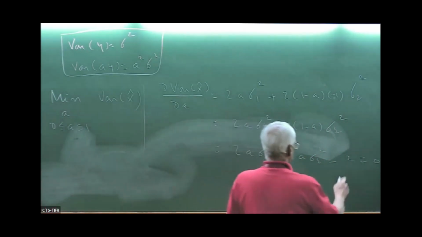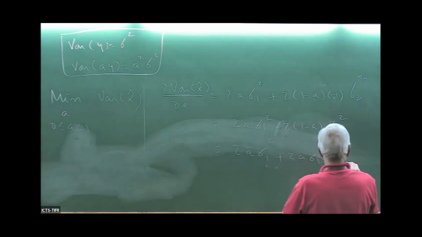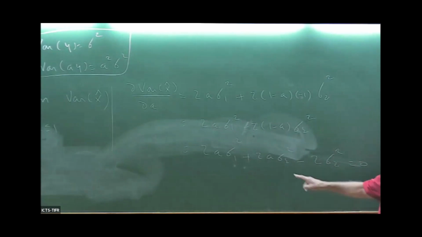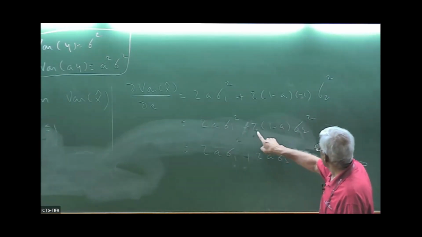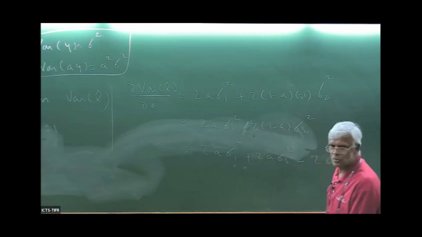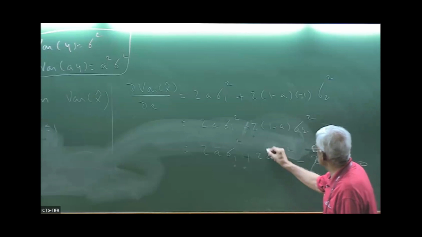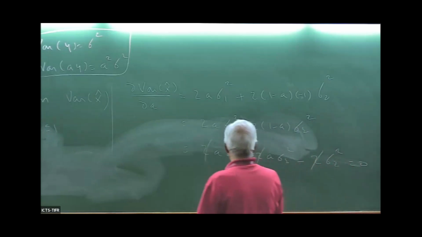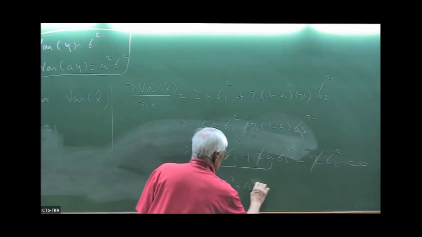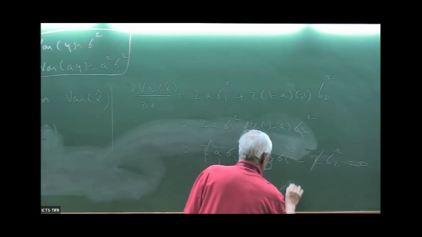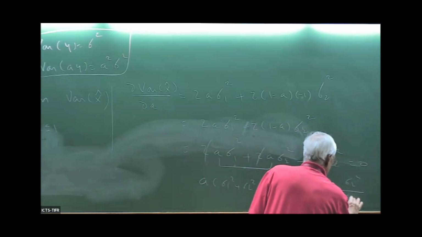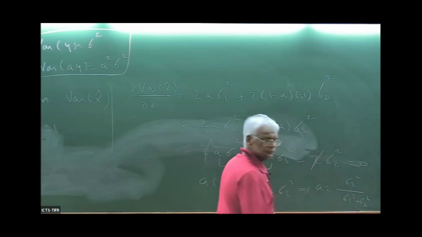Oh, I made a mistake. I have to multiply this out, right? 2A sigma 1 square minus 2 sigma 2 square plus 2A sigma 2 square must be 0. The 2 gets cancelled. I am combining A with A. So this becomes A times sigma 1 square plus sigma 2 square must be equal to sigma 2 square. That implies A is equal to sigma 2 square divided by sigma 1 square plus sigma 2 square.